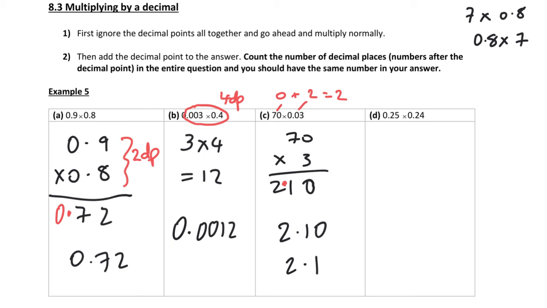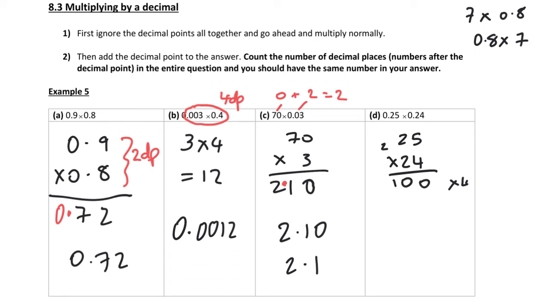0.25 times 0.24. So let's do 25 times 24 first of all. So this is long multiplication, so we need to multiply by the 4 first of all. To do that, we're going to have 4 times 5 is 20. Nought and carry a 2. And then 4 2s are 8, plus 2 is 10. And then we've got 100.